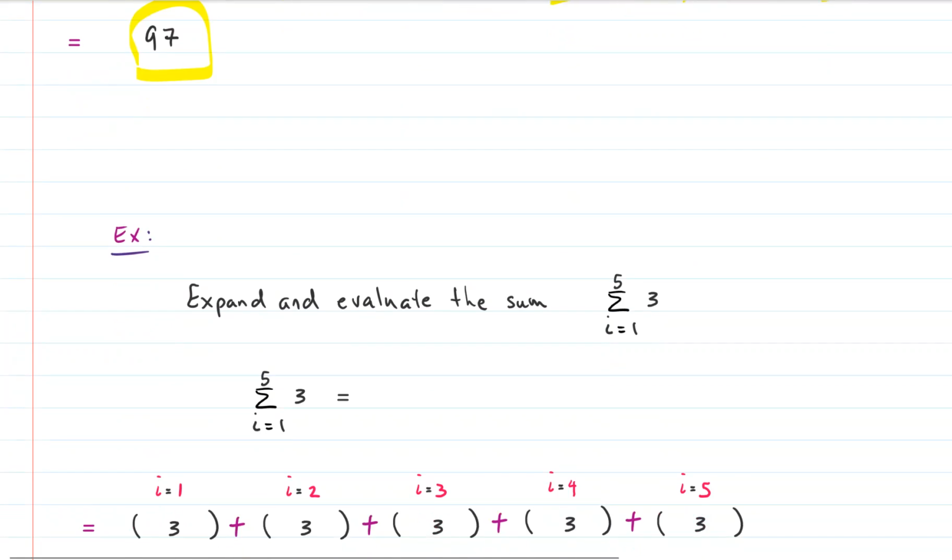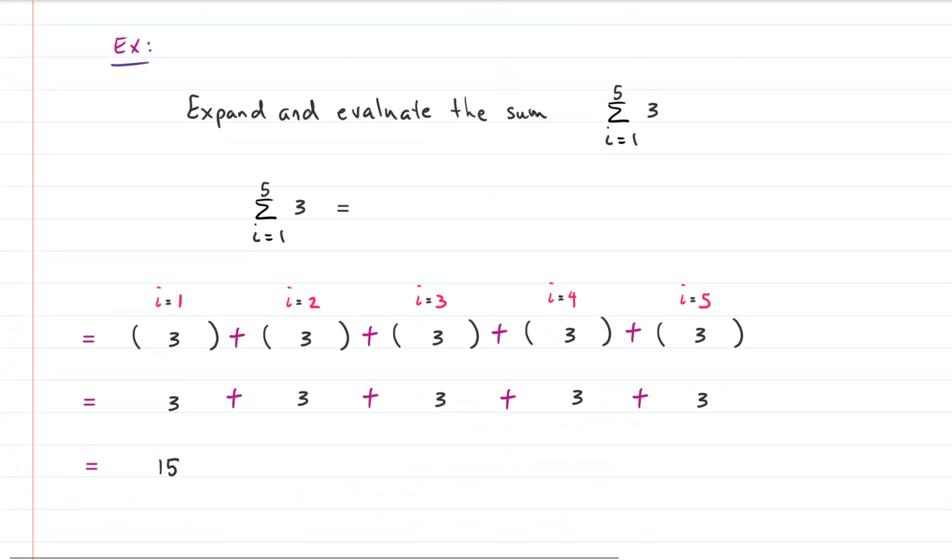Let's do another one. Expand and evaluate the sum. We are summing 3 from i equals 1 to 5. Your first reaction could be, where's the i?